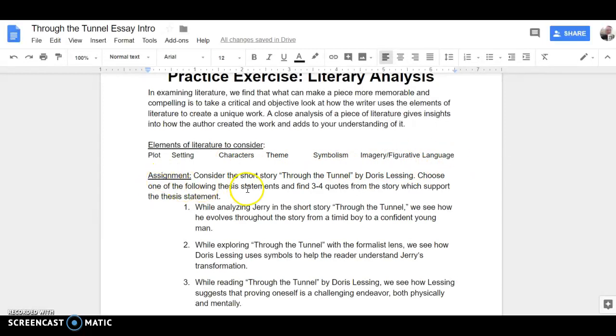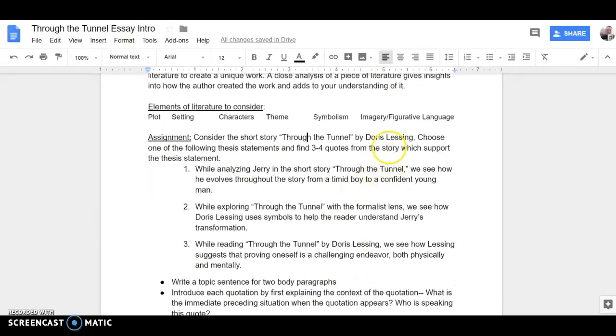So here's your assignment. So consider the short story Through the Tunnel by Doris Lessing. That's what you should be reading. Choose one of the following thesis statements and find 3 to 4 quotes from the story which support that thesis statement. Make sure you are picking one of these 3. I'm already doing the hard work for you by providing you with a thesis statement. Make sure you use one. Because if you don't use one, it's going to hurt your grade because this should be an easy chunk of your grade. If you have a clear thesis statement, that's like a fifth of your A right there.